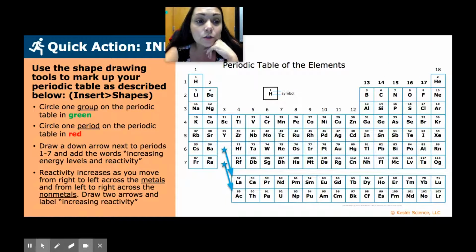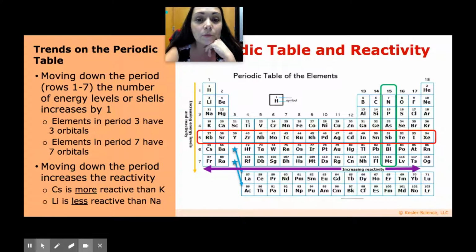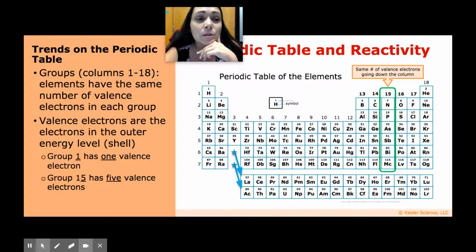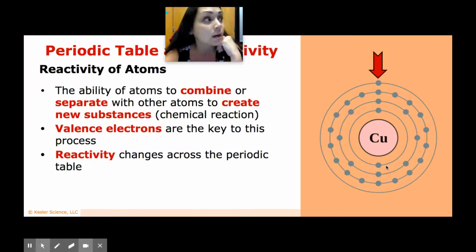Okay, so you're going to use a dark drawing tool, and I want you to read the directions, circle group 1 in green, period 1 in red, and do what it says. I don't want to go over them, y'all, because I want you to do it yourself. And then read these ones. Moving down the period, rows 1 to 7, number the energy levels or shells, and then do the next one as well. So trends: columns 1 through 18 have the same number of valence electrons in each group. Like we said, group 15 all has 5 valence electrons.